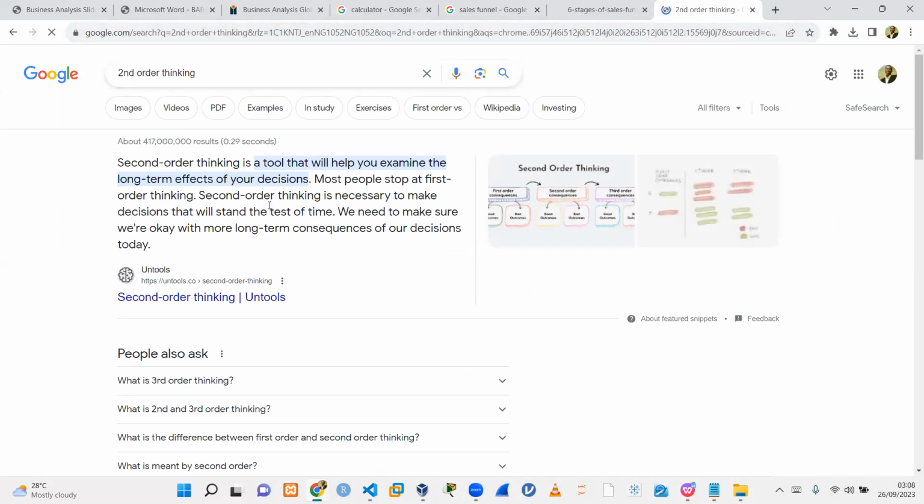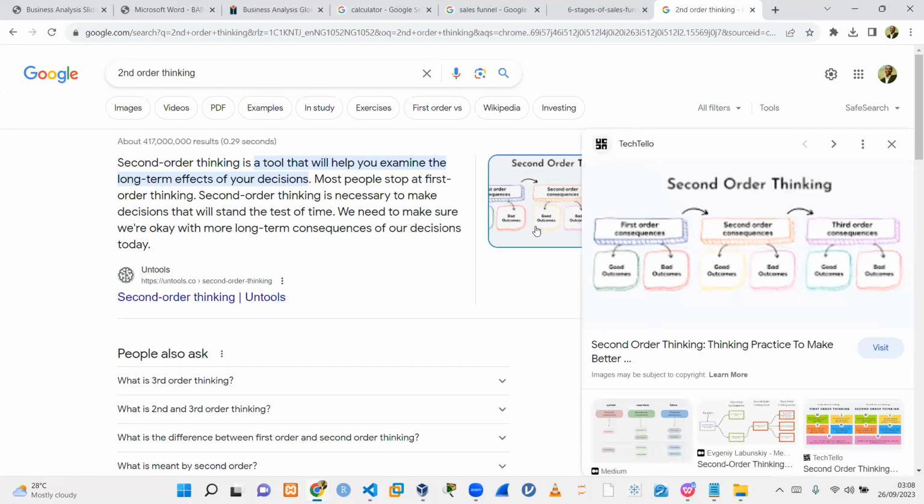So second order thinking is a tool that will help you examine the long-term effects of your decision. Most people stop at first order thinking. Second order thinking is necessary to make decisions that will stand the test of time. We need to make sure we are okay with more long-term consequences of our decisions today. So in second order thinking, you're not looking at just now. You're not looking at just what the person is saying. You're looking at the reason behind what the person is saying, and what will be the cost, what will be the effect, not just now, but later on in the future.